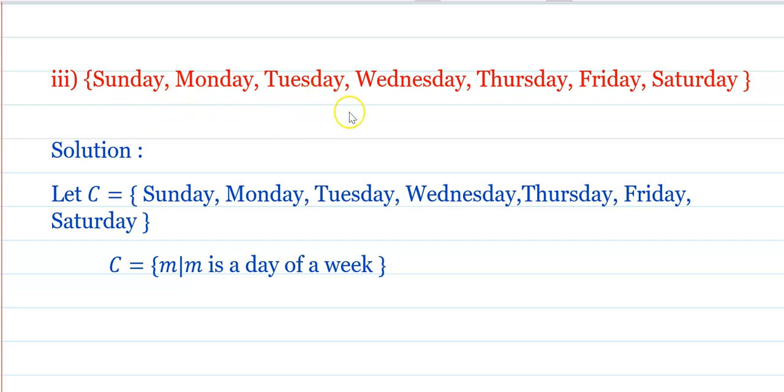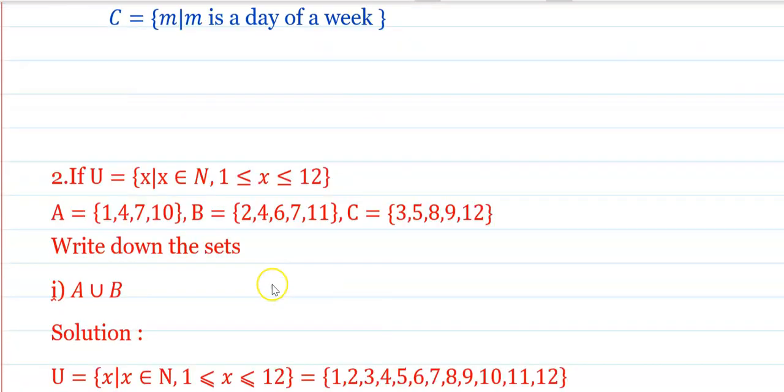Sunday, Monday, Tuesday, Wednesday, Thursday, Friday, Saturday. Here let C be equal to all these names of the days, and therefore C is equal to {m such that m is a day in a week}.